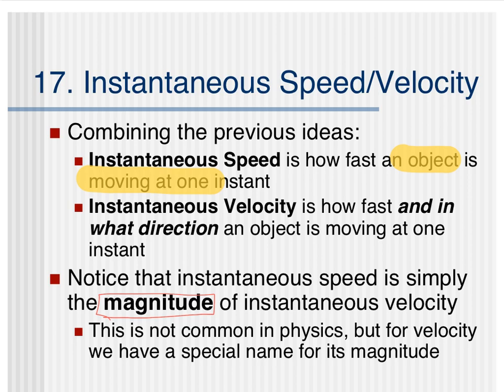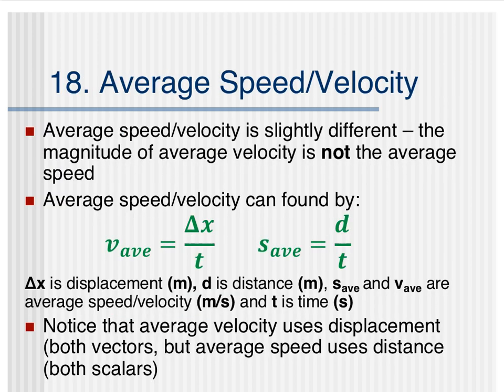So if we take instantaneous velocity and look at the magnitude of that, that's simply going to be how fast the object is moving, ignoring the directional piece. And that means that it's really just the instantaneous speed. I've said this before, this isn't a common thing in physics, but we happen to have it for this one special case. Let's take a look now at average speed and average velocity.